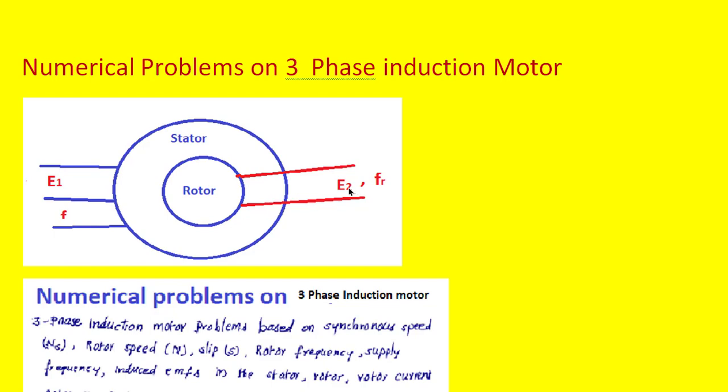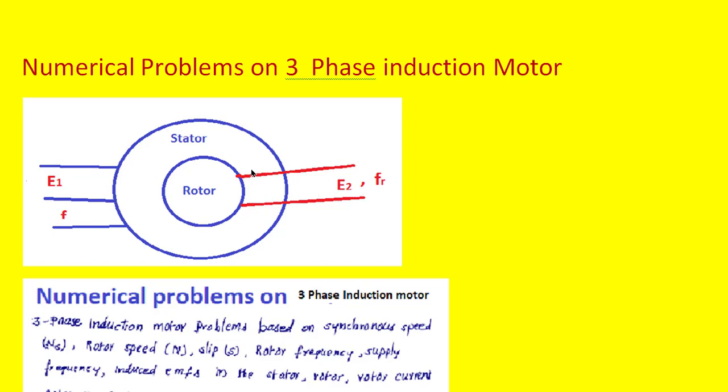Normally we represent this with E2, and this E2 will be different when the rotor is at standstill and when it is running. At standstill, the rotor induced EMF is higher, whereas the rotor EMF under running condition will be less. The voltage produced in the rotor winding is called the rotor induced EMF, and that also depends upon the slip. Slip means rotor speed with respect to the synchronous speed.